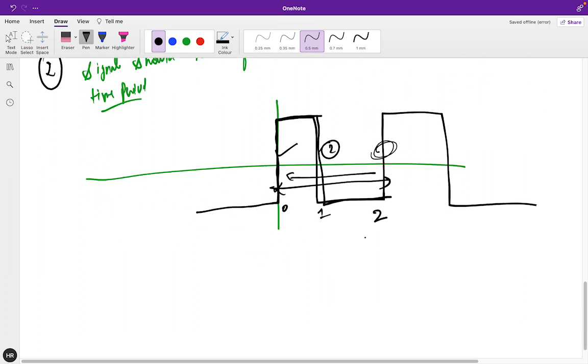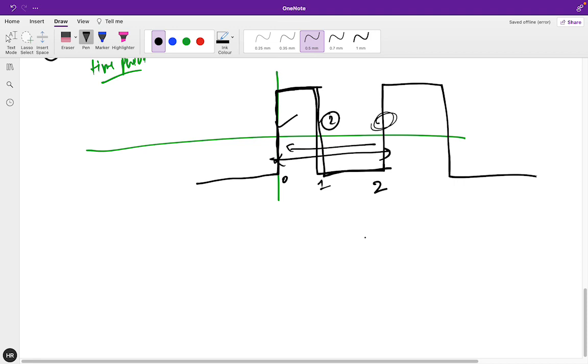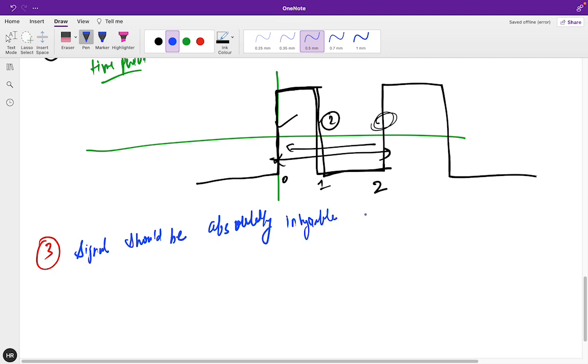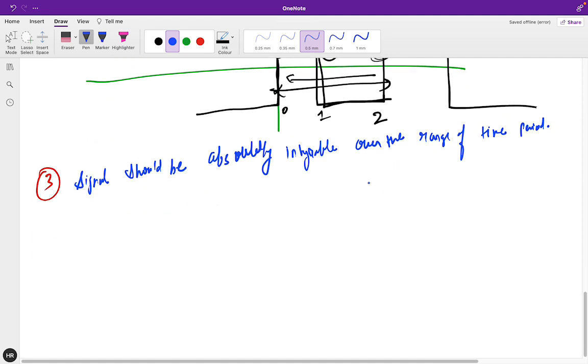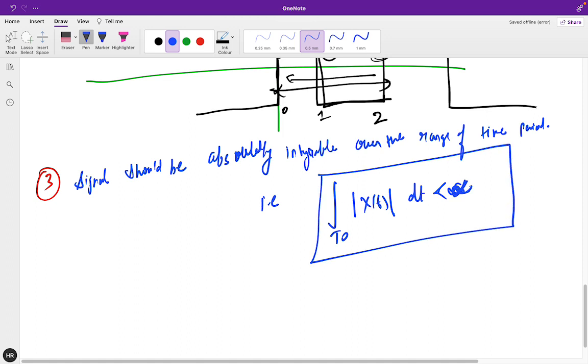Okay, and the third condition is the signal should be absolutely integrable over the time period. And the last condition is this: the signal should be absolutely integrable over the range of time period. What does that mean? That is nothing but the time period T naught. Absolutely integrable means you have to take the mod value, integral of |x(t)| dt should come less than infinite. This criterion should also be applied.